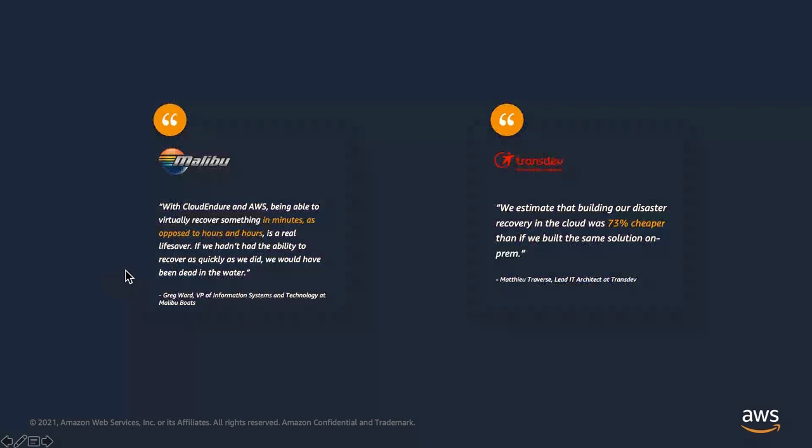Lots and lots of customers use this. These are just some examples of how Malibu, as an example, have benefited, where they can recover in minutes as opposed to hours. And also, of course, TransDev, they reduce their cost by 73%.